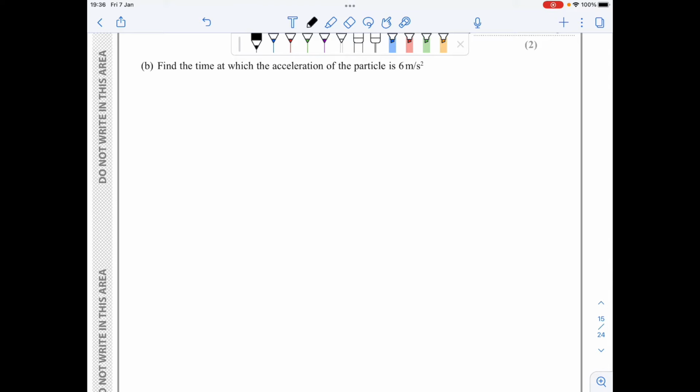In part B, it asks about acceleration, and the acceleration is the derivative of the velocity, so I'll need to differentiate again. So 12 times 2 is 24t to the power of 1 minus 12, and this should be equal to 6 according to the question. So let's solve this. It's going to give me a value of t, which is 0.75.